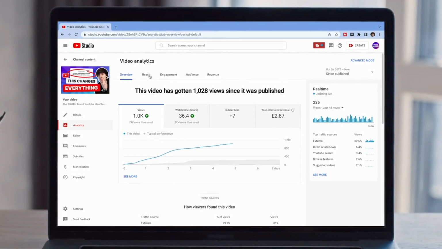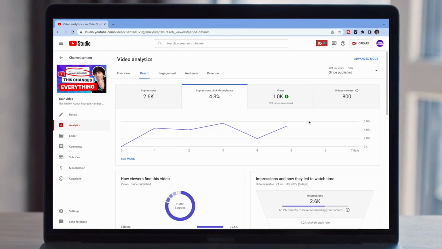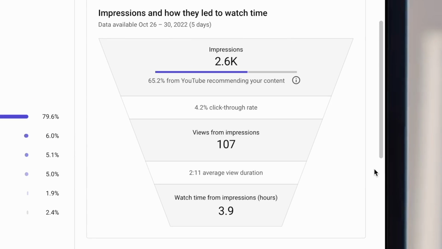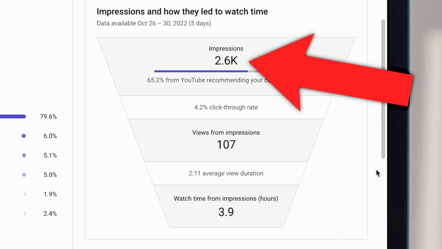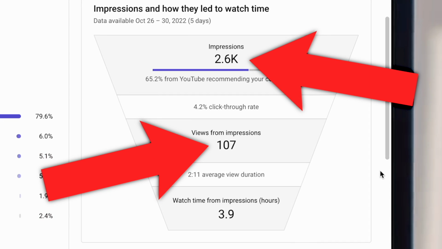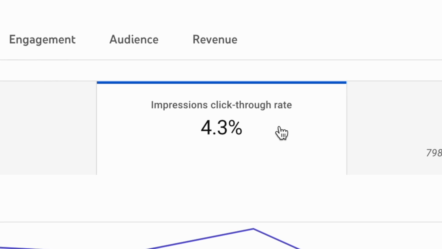But in reality, the numbers are much lower. If I go to the analytics of my latest video, you can see that the click-through rate is currently at 4.3%. And if I scroll down, we can break this down even further with this diagram on the right-hand side, which shows me that this video was shown to people 2,600 times through impressions, and it got 107 views, which means the click-through rate was 4.3%.